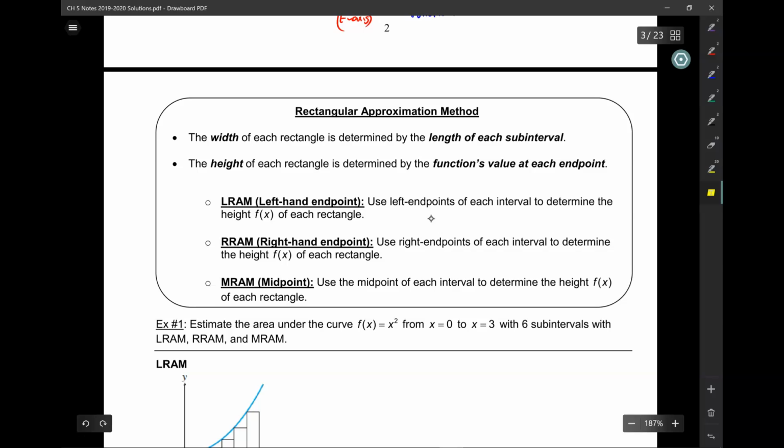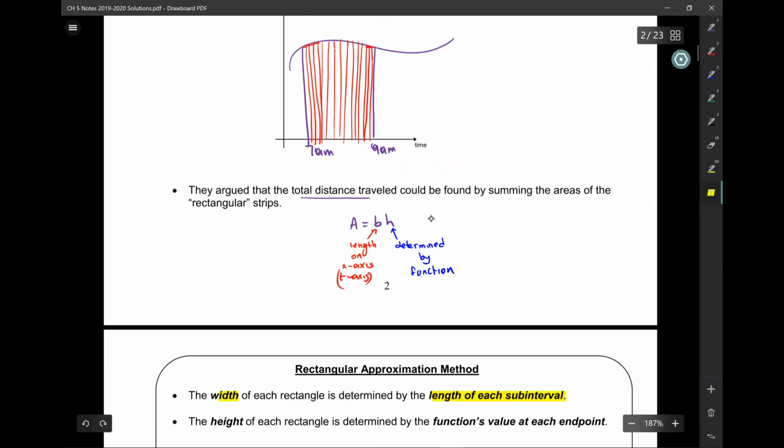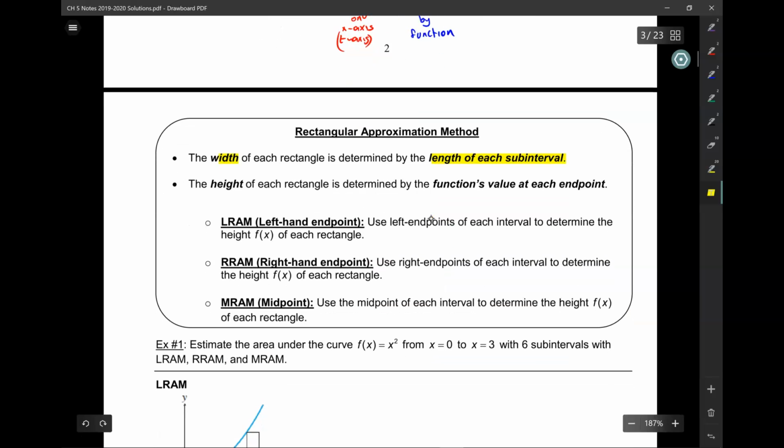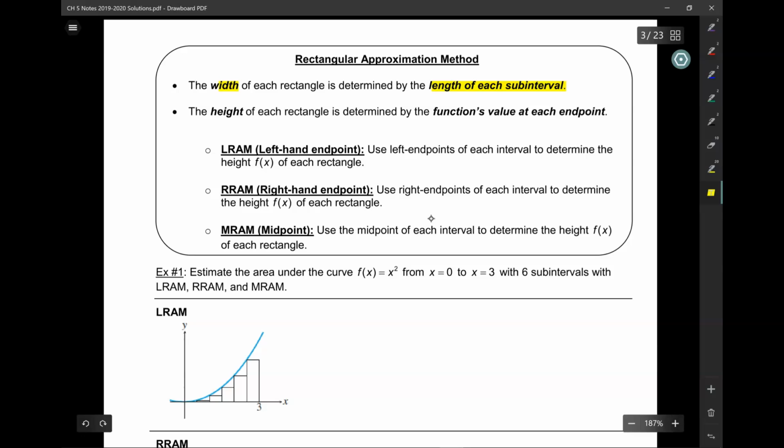If we have rectangles, their width is determined by the length of each subinterval. Get used to that word, subinterval. If you look here, 7 a.m. to 9 a.m. is the interval that I'm working with, and then I divide it into subintervals. So the width of each rectangle is a subinterval, okay? Now, the height of each rectangle is determined by the function's value at each endpoint.